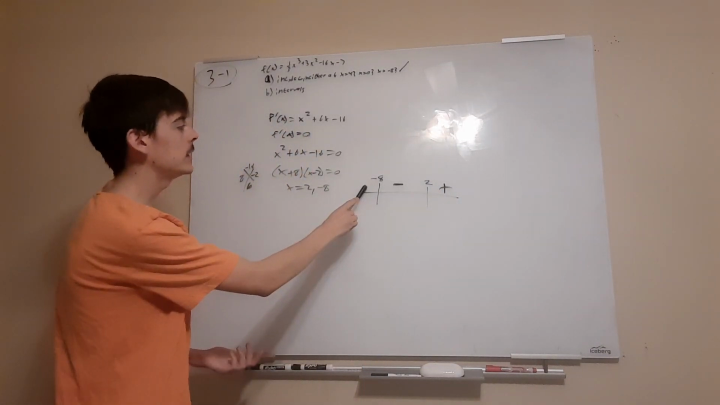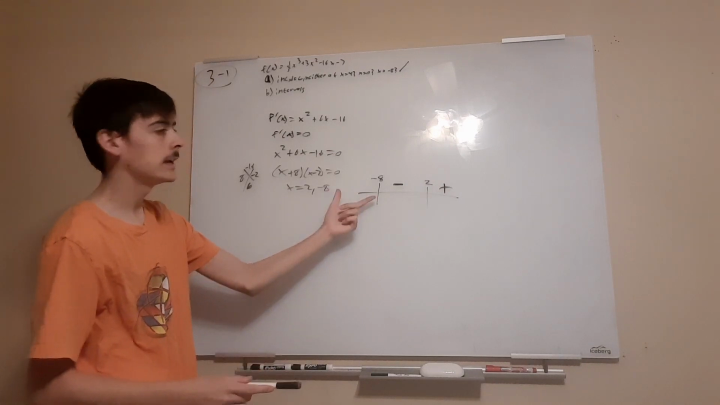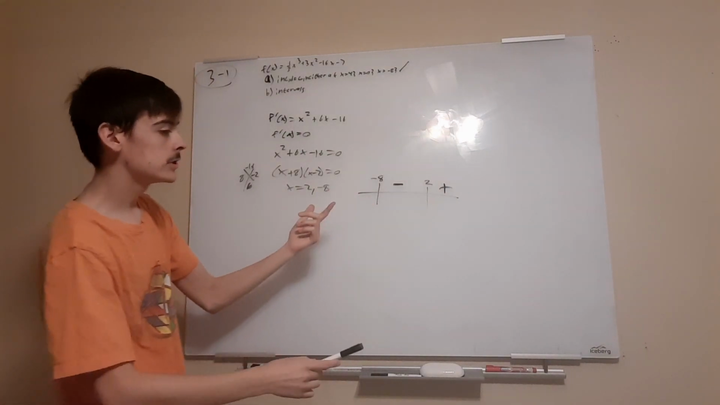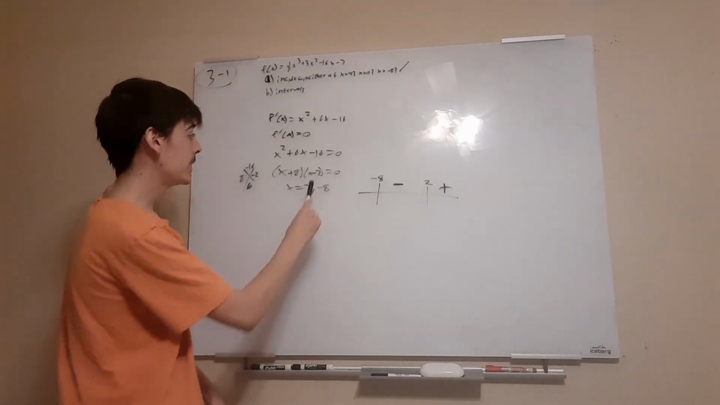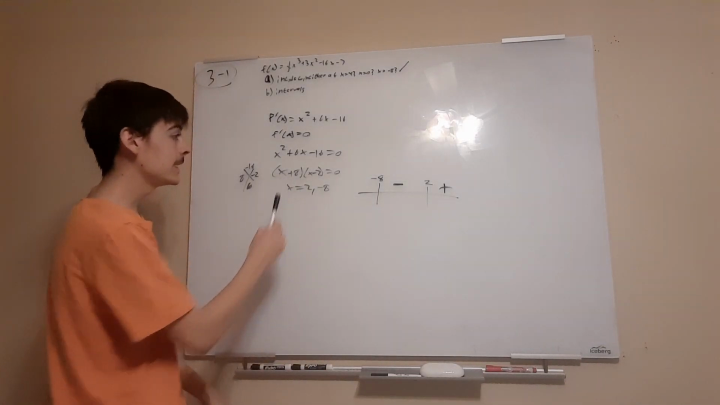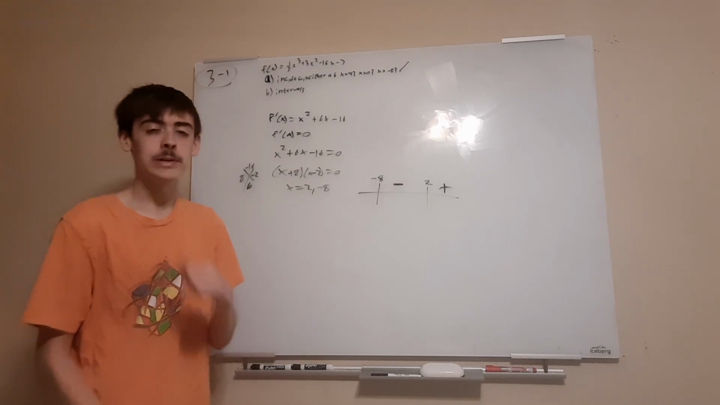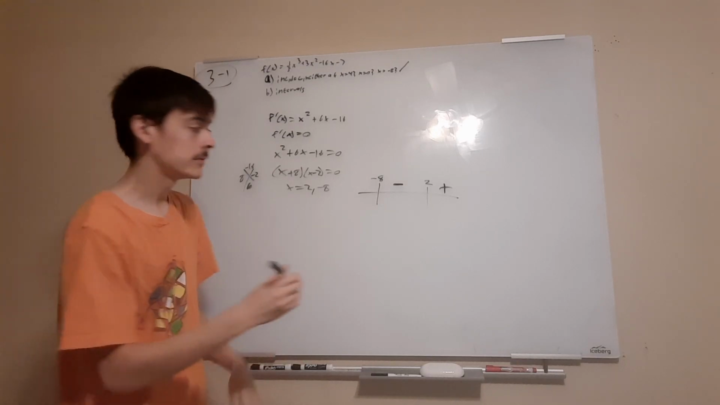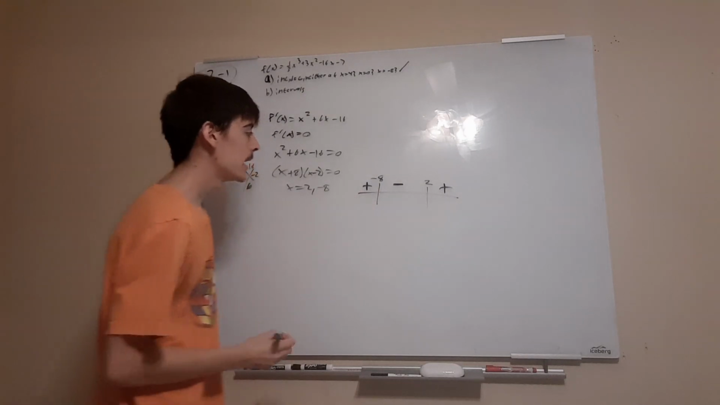We can do the same thing over here in this negative infinity to negative 8 interval. What we can do here is just plug in negative a billion. So negative a billion minus 2, that's still negative. Negative a billion plus 8, still negative again. So negative times a negative, we know that's positive. So here we're going to have positive as our interval.